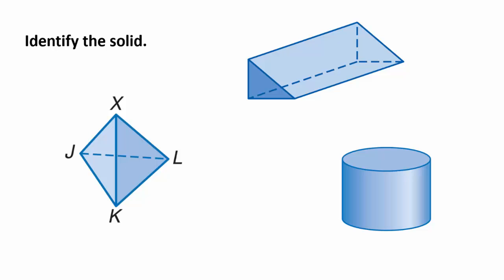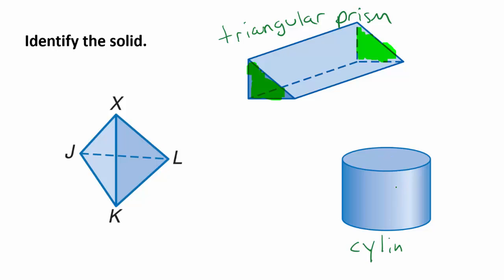Let's go ahead and identify these solids here. If we look at the top one, we can tell it's going to be a prism of some sort, but we need to find out what the bases are. And if we notice, the parallel bases are going to be these two triangles. So we're going to label this guy as a triangular prism. Okay, the one down here at the bottom is fairly simple. It's a cylinder. It's just the circle bases and the curved surface.